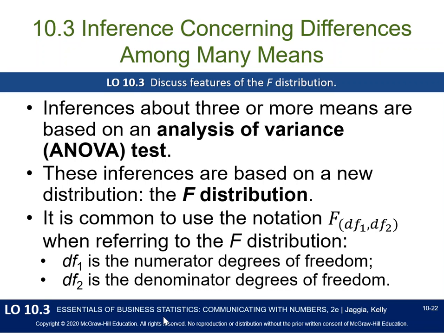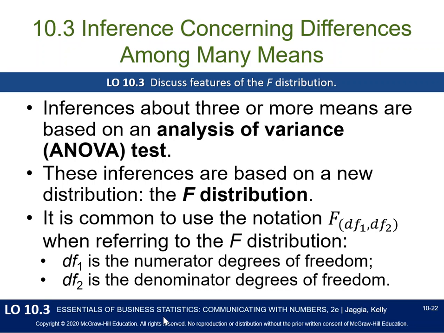And now for our last section, 10.3, where we're going to look at the differences not just among two means, but what if we have three or more means that we want to compare? Then we can't use a t-test. We're going to use what's called an F distribution or an ANOVA test, where ANOVA stands for analysis of variance. So remember, variance is referring to the variance in the data, the standard deviation squared.